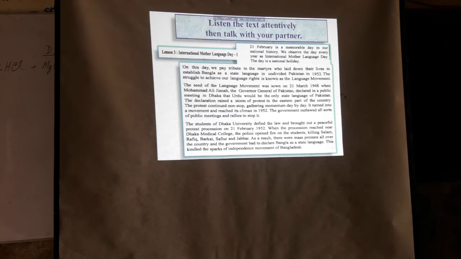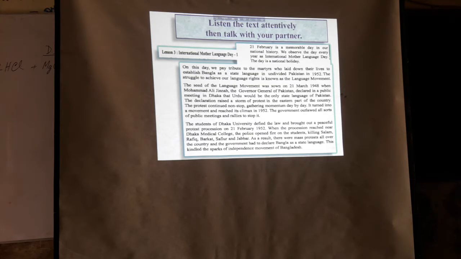It is the lesson of your book, lesson 3, International Mother Language Day. Now listen to me carefully, where I pronounce, to memorize or know the accurate pronunciation of the words. 21st February, it is not 21. Remember, it is not 21. It is called 21st. 21st February is a memorable day in our national history. We observe the day every year as International Mother Language Day. The day is a national holiday.